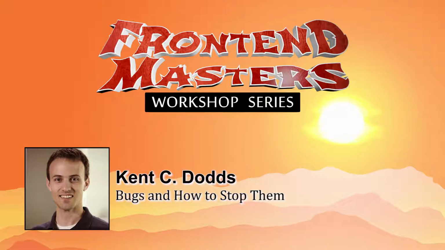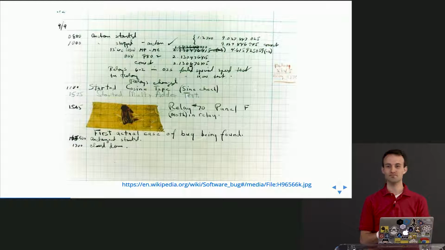Who knows what this is? This is a picture, but what is this a picture of? Yes? This is the first computer bug. Yeah, the very first computer bug, like quote unquote, literal bug. It was found in the Mach 2.